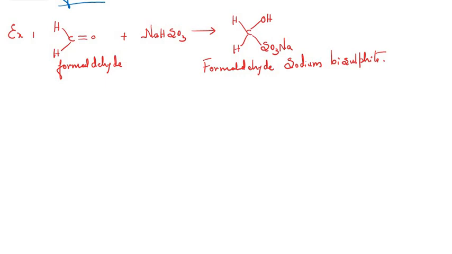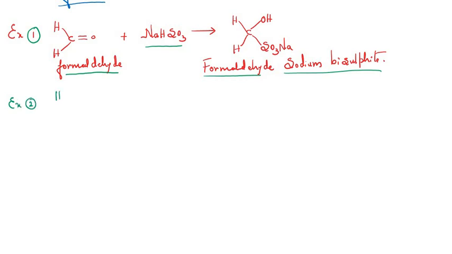So in the example we have taken here formaldehyde, that is example number 1. Formaldehyde is taken, and when it is treated with sodium bisulfite, we are getting the corresponding addition product called formaldehyde sodium bisulfite. Now let us take example 2.